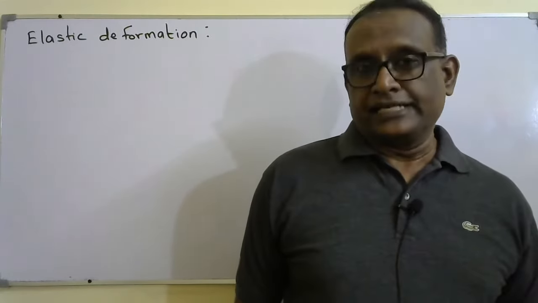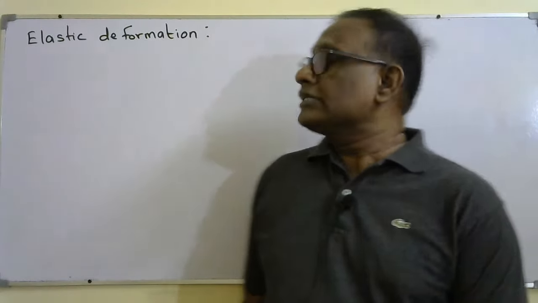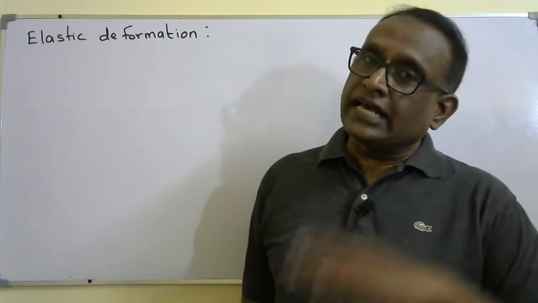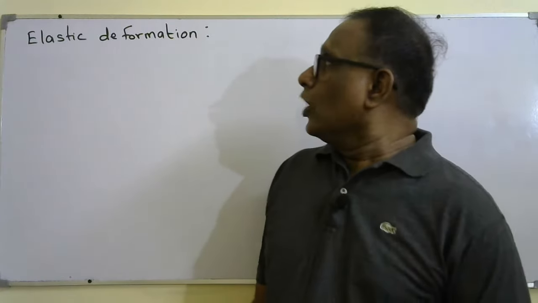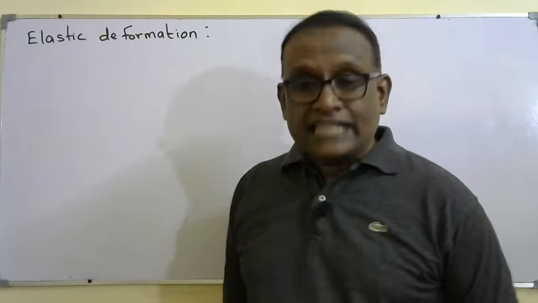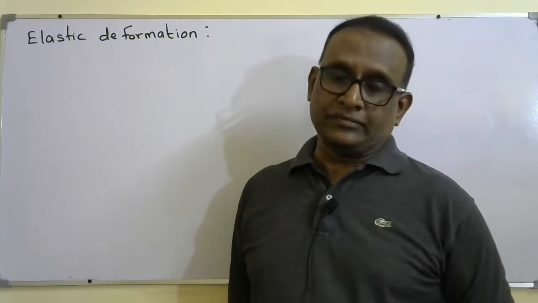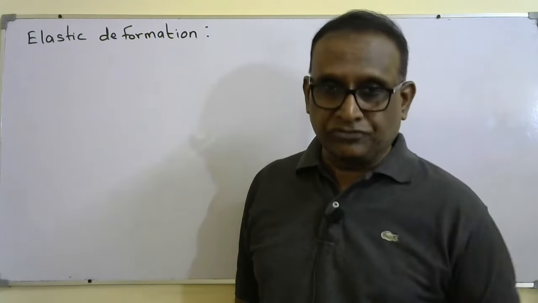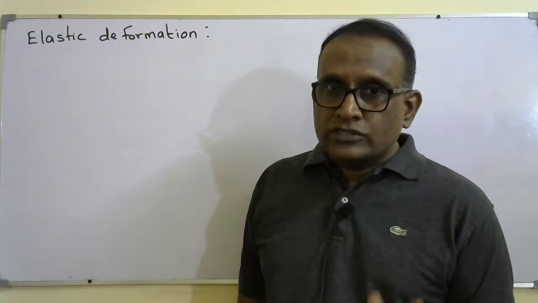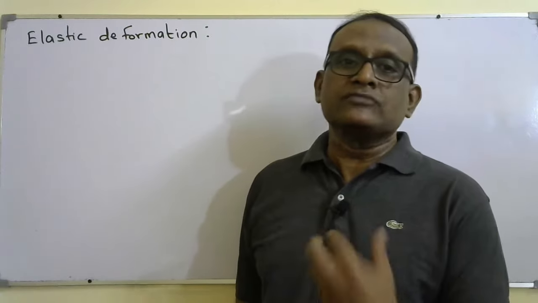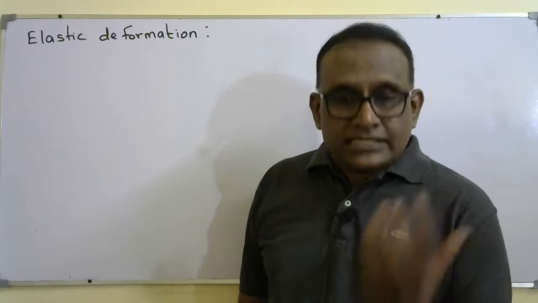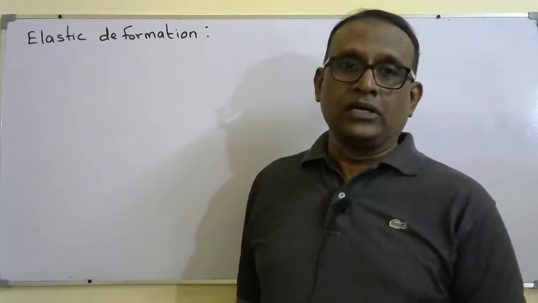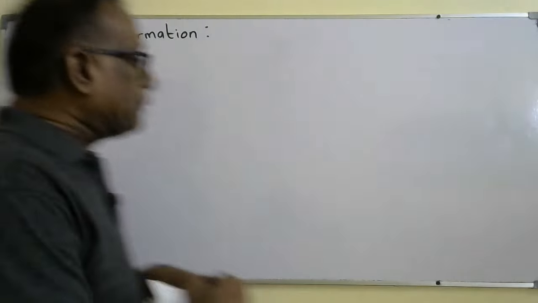The deformation can be classified into two different types. One is called elastic deformation, the other is called plastic deformation. What do we mean by elastic deformation? Elastic deformation means that when the force is applied, the material will deform, and when the applied force is completely removed, that is, when the applied force becomes zero, the material will return to its original shape. For example, think about a spring.